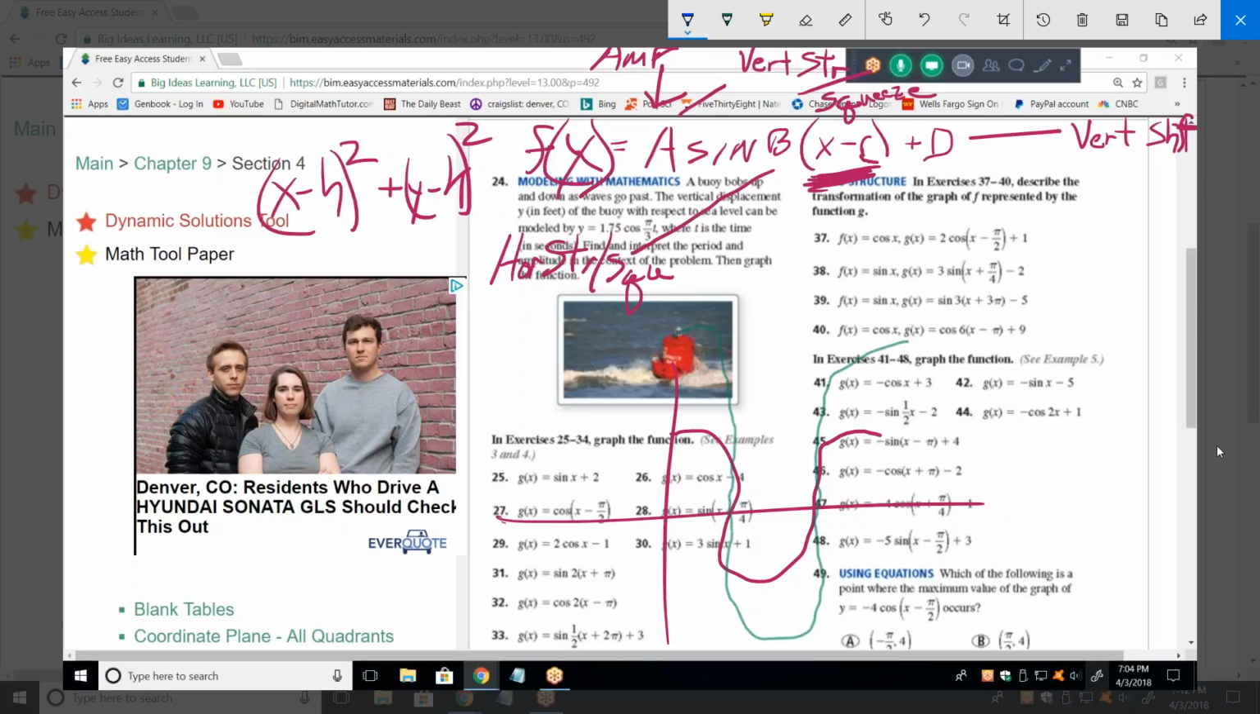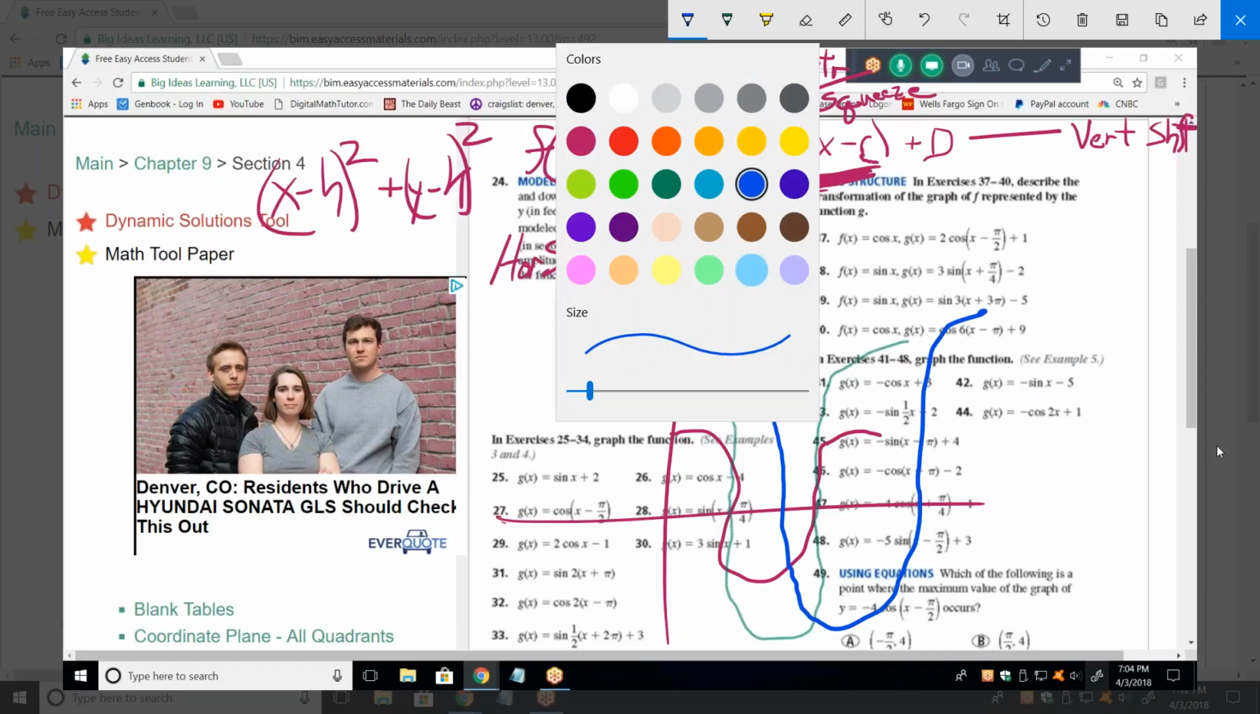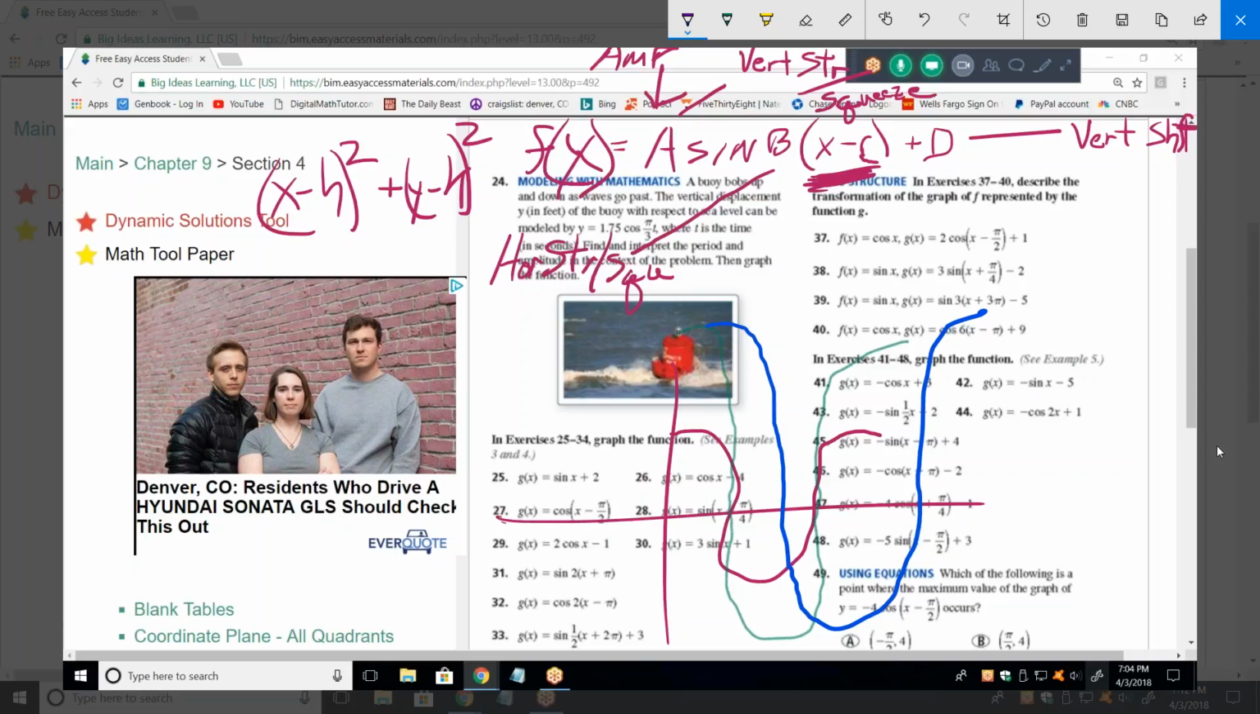There's the cosine curve shifted pi over 2 to the right. And finally, the final answer would be that blue curve shifted up 1 unit. Okay. So that's how you would graph it, one piece at a time, one change at a time.